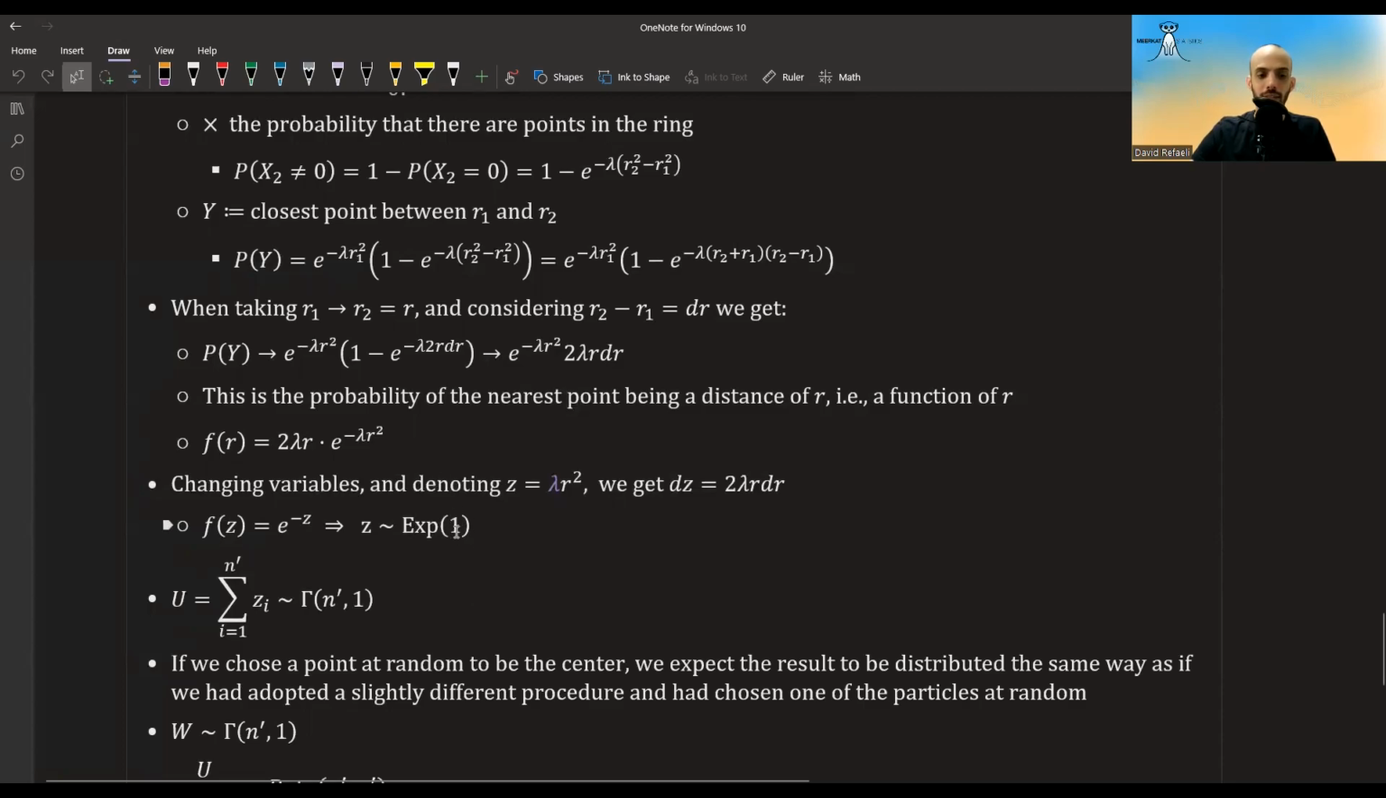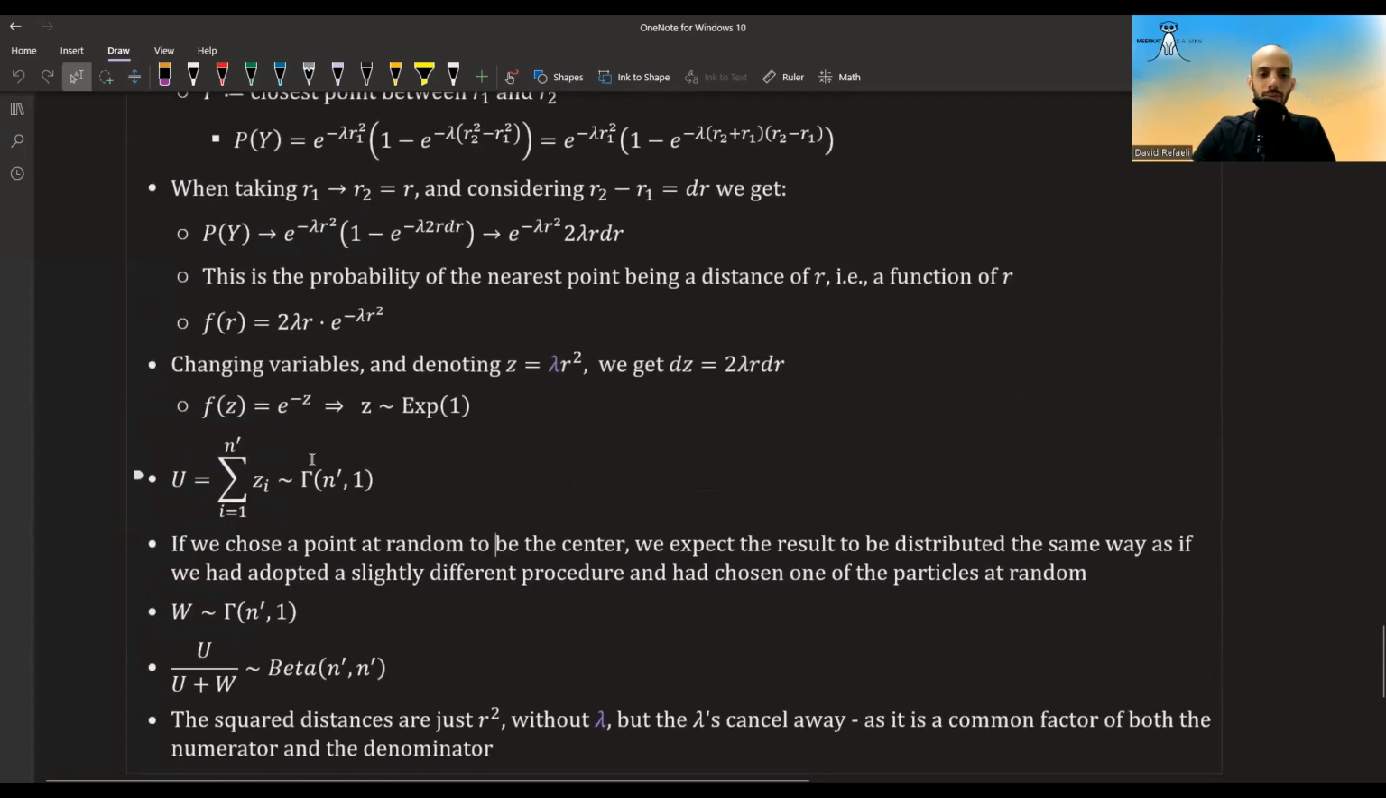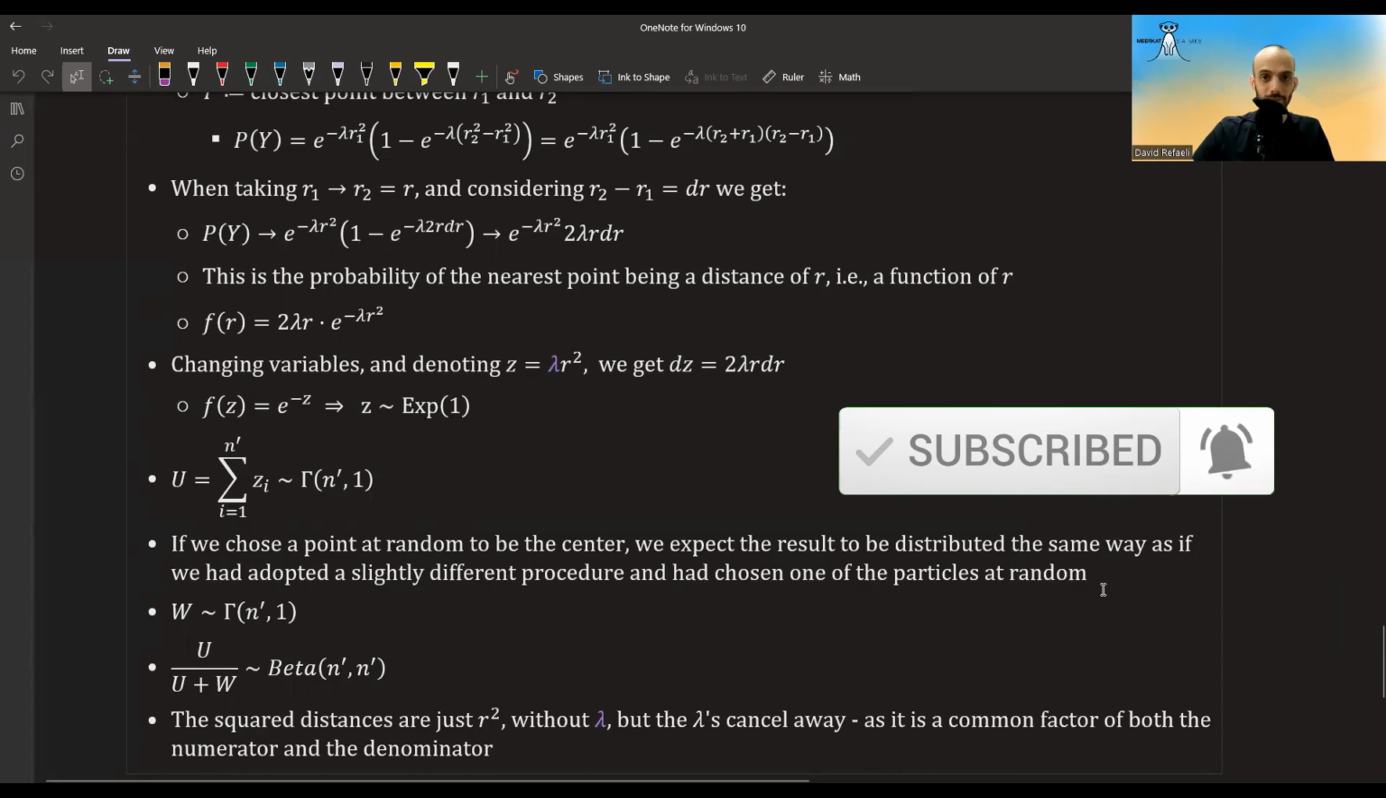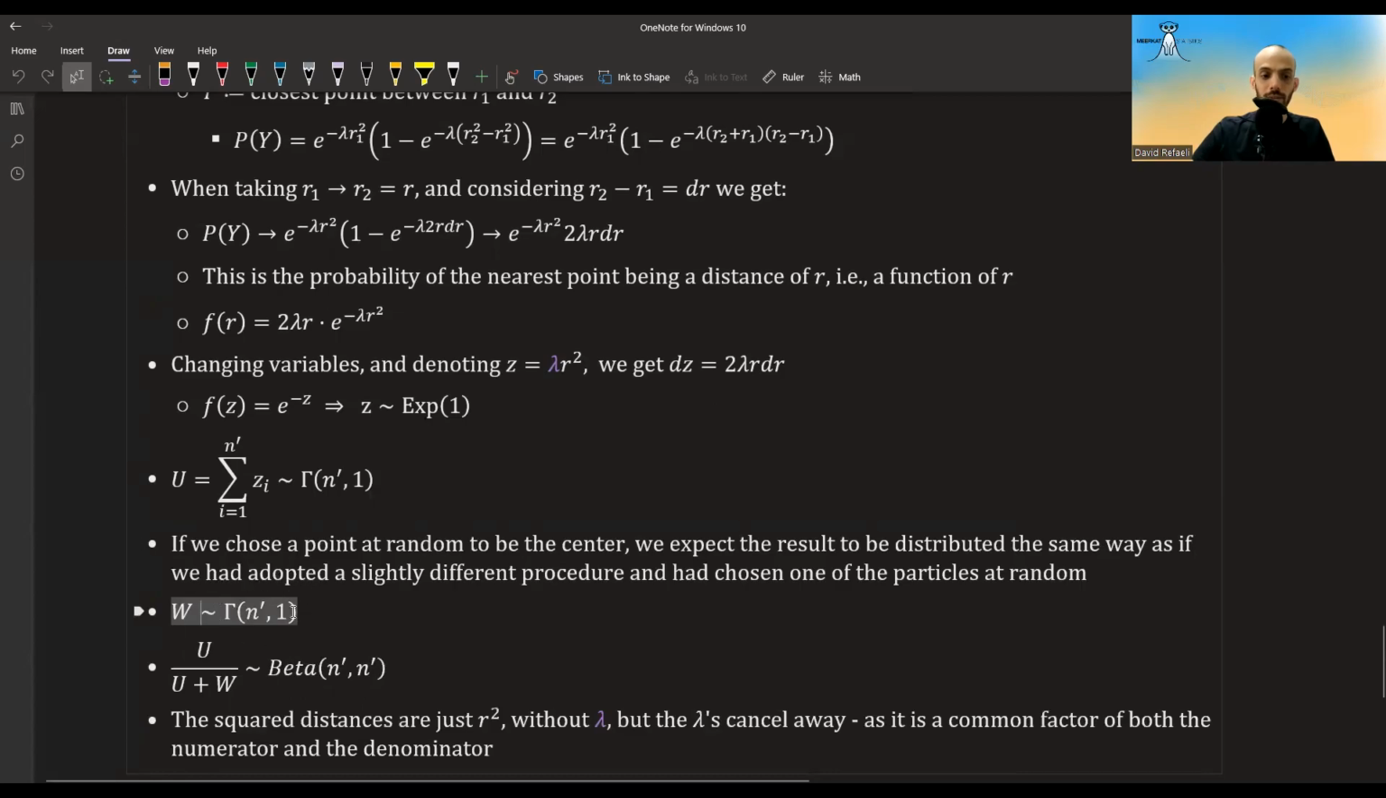So if z distributes exponentially, a sum of independently chosen z's will distribute gamma with the number of points that we sum as the alpha parameter and 1, the parameter of the z's, as the beta parameter. So this will be our u. But the idea here is that under the null assumption, if we choose a point at random to be the center, we expect the result to be distributed the same way as if we had adopted a slightly different procedure and had chosen one of the particles at random. So this also justifies why the w will also distribute the same.